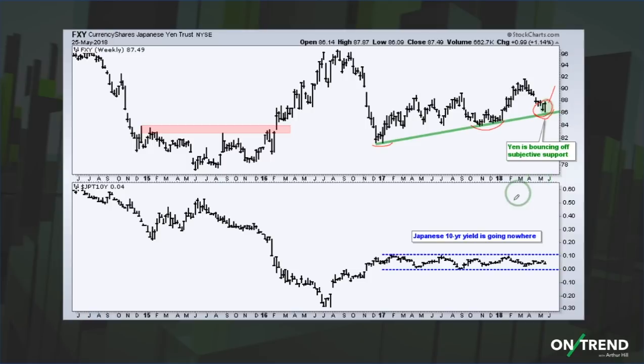And there you can see the Japanese 10-year yield has gone nowhere. Nothing new to report here. Much lower than the other yields, much lower than the German yield, the UK yield, and the US yield.